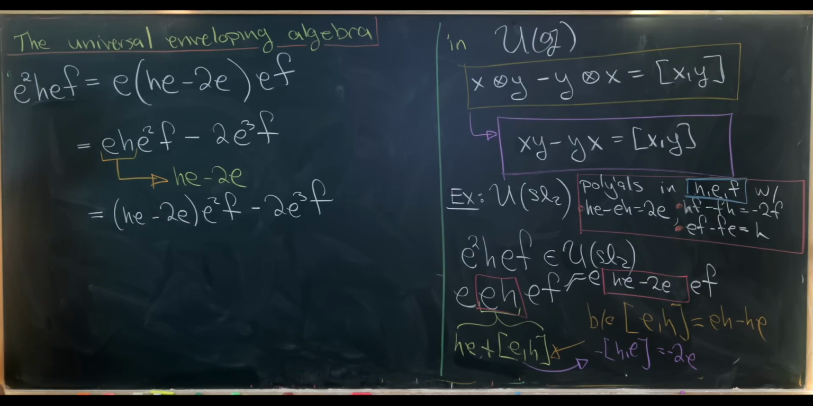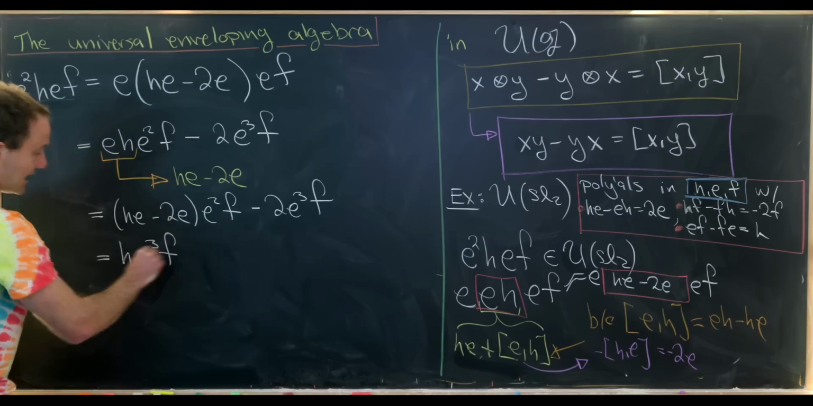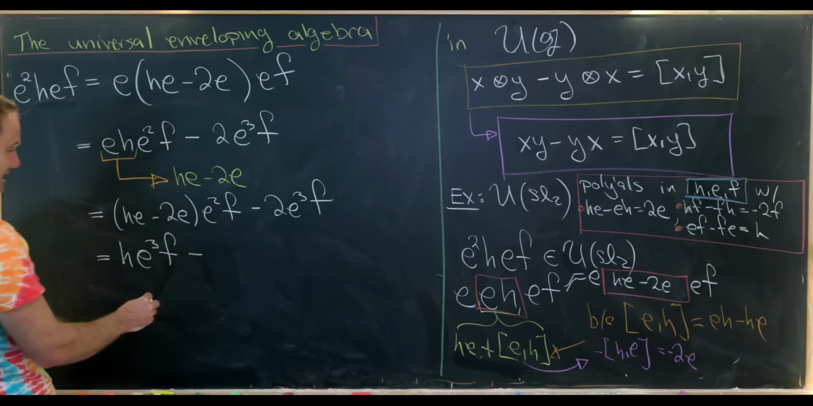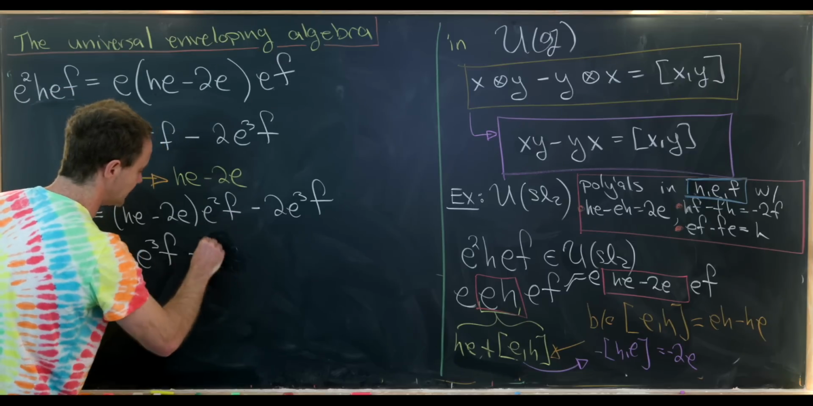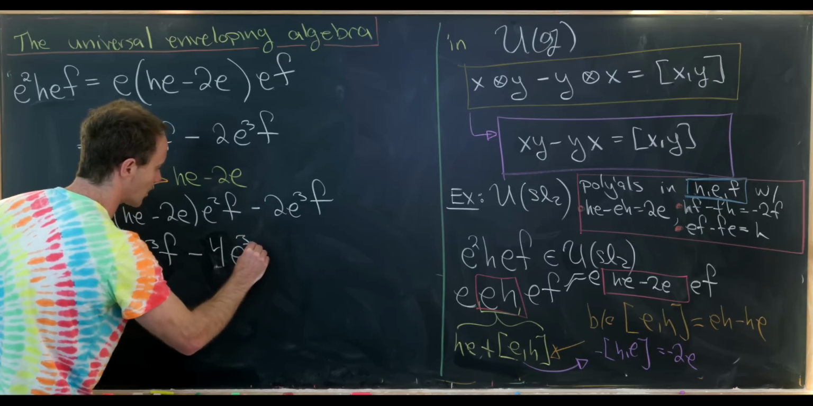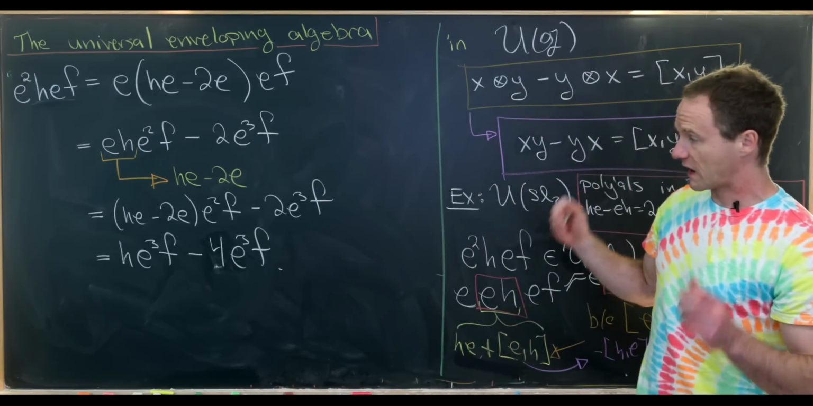Let's see what happens when we were to write this all out. So we'll end up with HE cubed F minus 2E cubed F minus another 2E cubed F. So that'll be minus 4E cubed F. Now we've got it in our correct order.